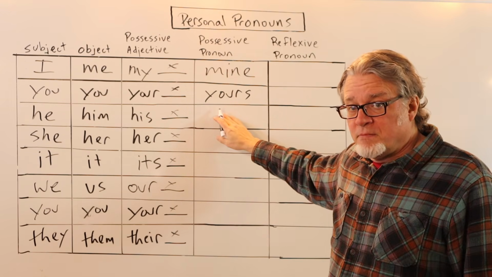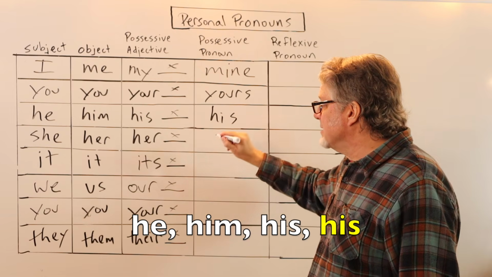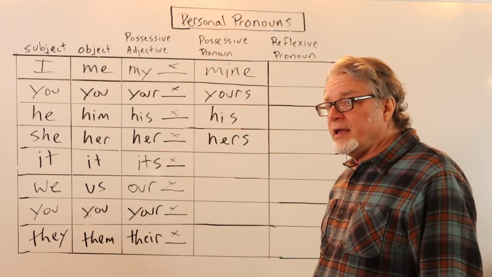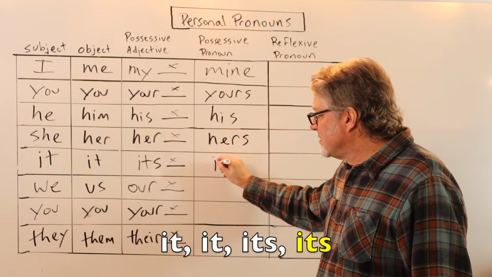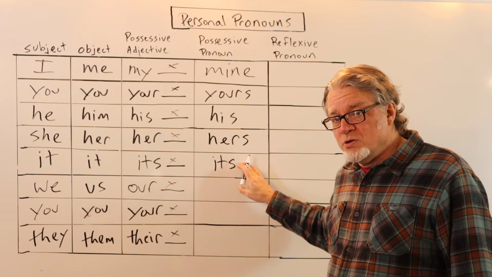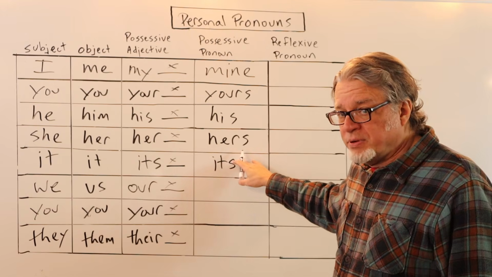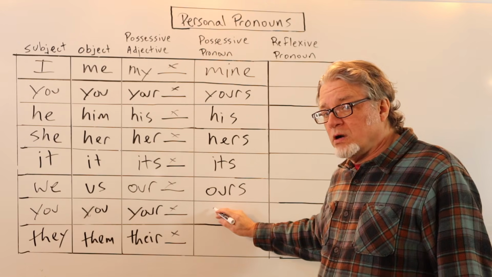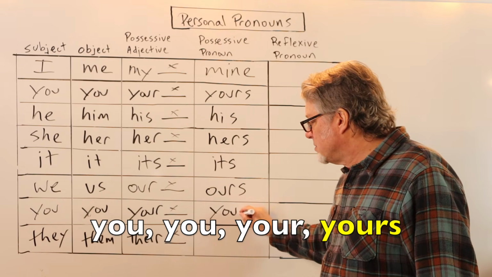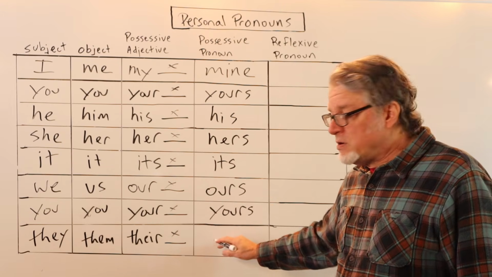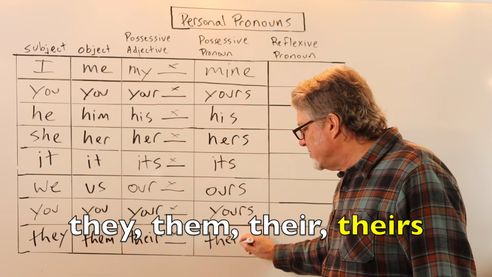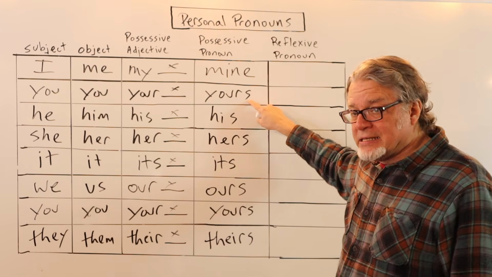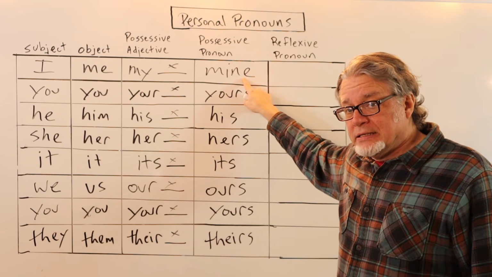The possessive pronoun for a man is his. For a woman, it's hers. And for a thing, it's its. This is a difficult pronoun to use, but not impossible. The possessive pronoun for we is ours. For you, it's yours. And the possessive pronoun for they is theirs. Notice that all of the possessive pronouns end in an S, except for mine.